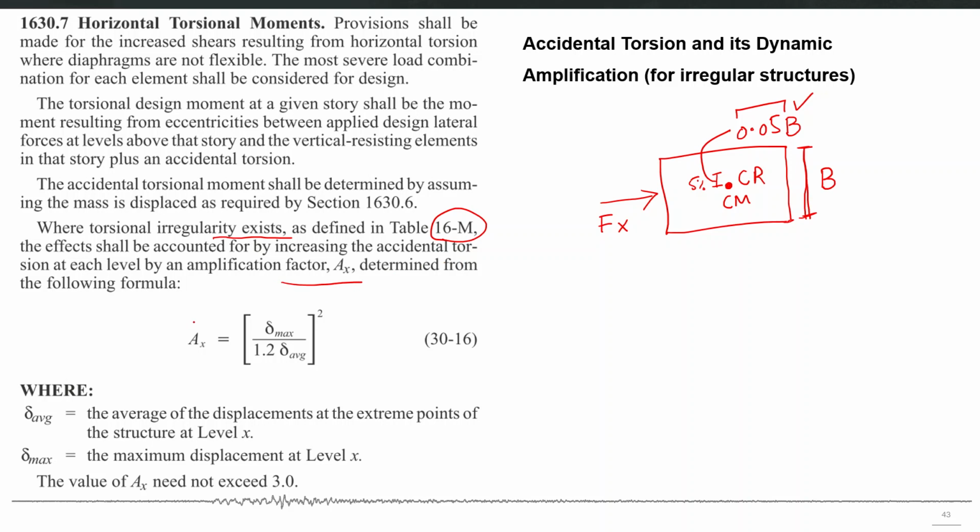factor, and that amplification factor is this one. That factor is equal to delta max, which is the maximum displacement at level x, divided by the average of the values of displacement at the extreme points or corners of the structure at level x, multiplied by 1.2, and then square of the whole thing. So this is an additional amplification factor which you should apply to the effects of accidental torsion in order to account for the torsional irregularity.